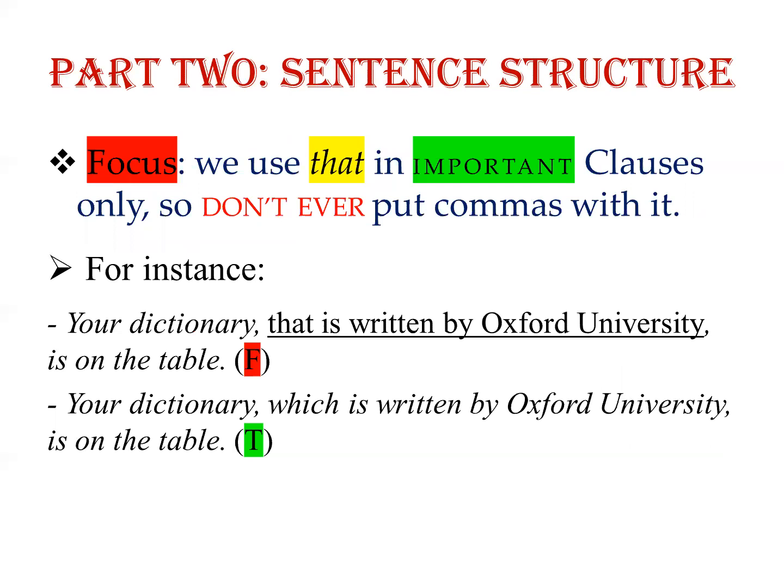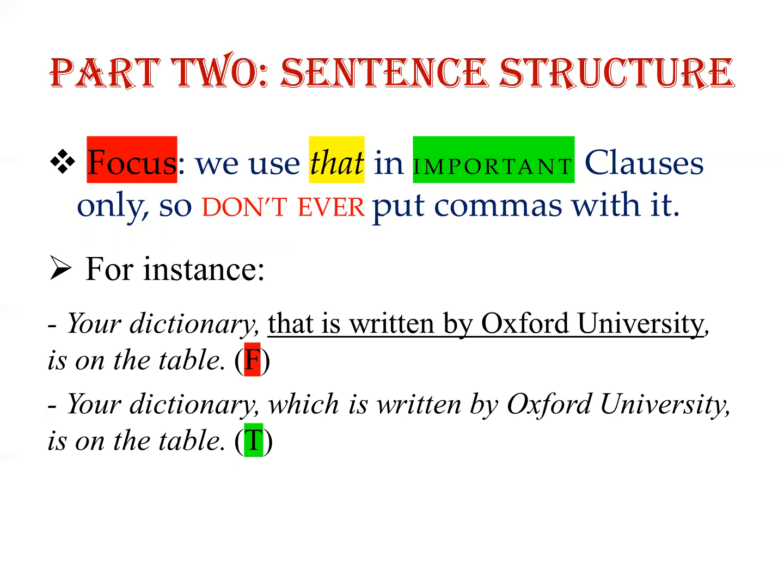Right now we will talk about that. I told you previously that we have "which," which is used for things, and we also have "that," which is also used for things. But you have to know that we use "that" in important clauses only. So don't ever put commas with it, because we don't put commas with important things. So obviously don't use "that" with extra information. We only use it with important information.